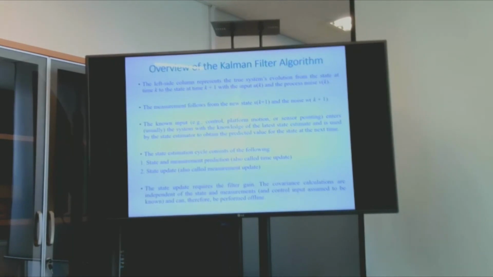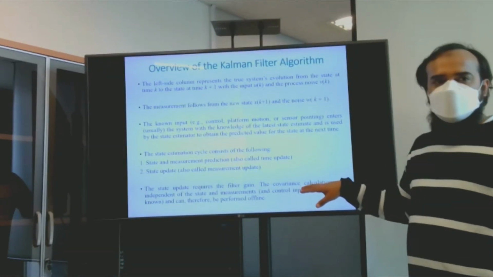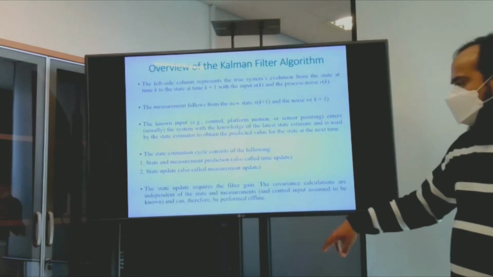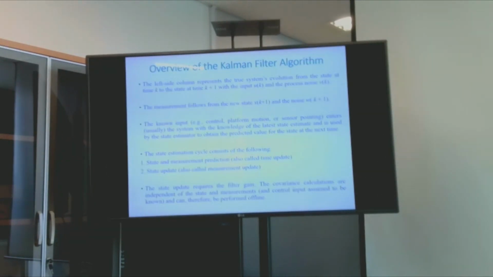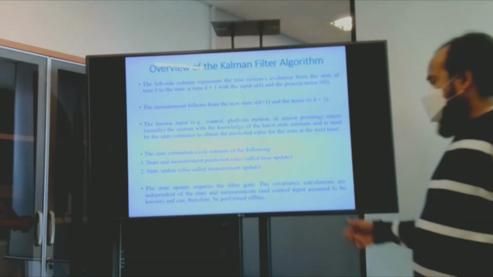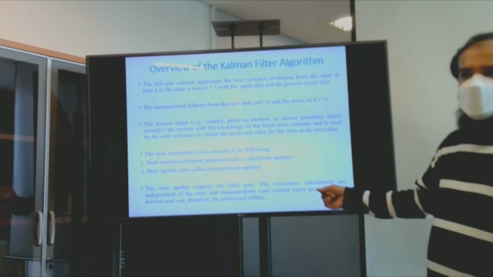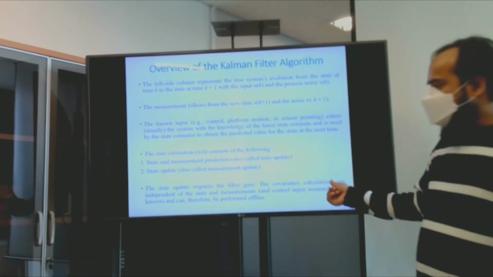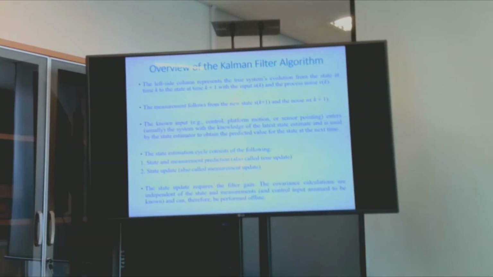The Kalman filter has no idea of how to calculate the control input, so this will be calculated offline. The covariance calculations, which are W of k plus 1 and S of k plus 1, are independent of the state and measurement covariances.